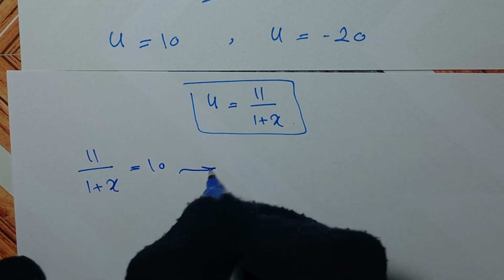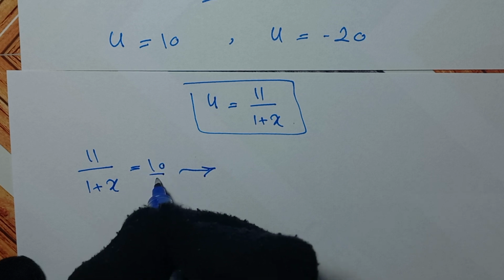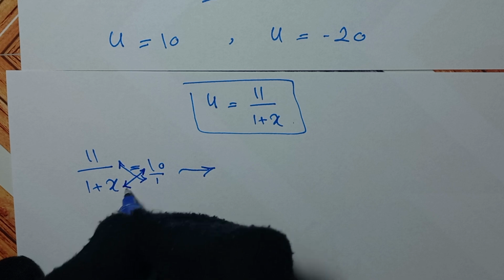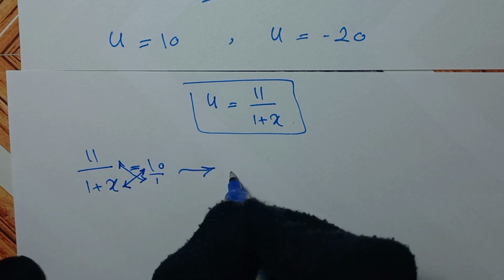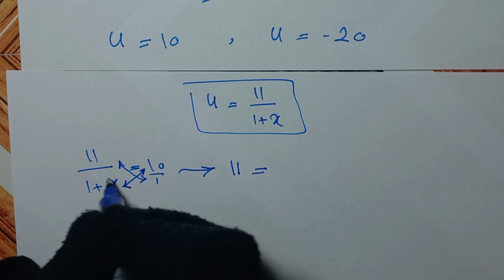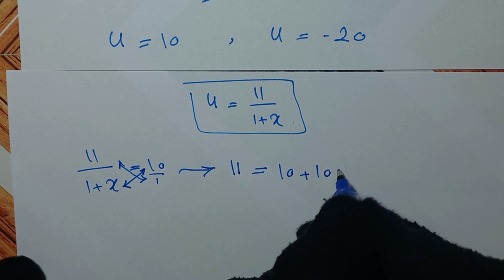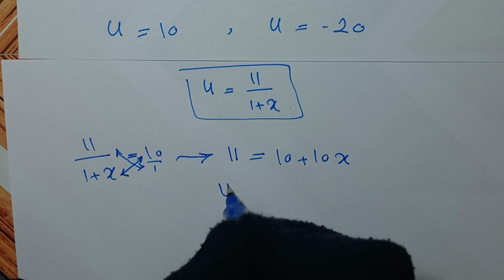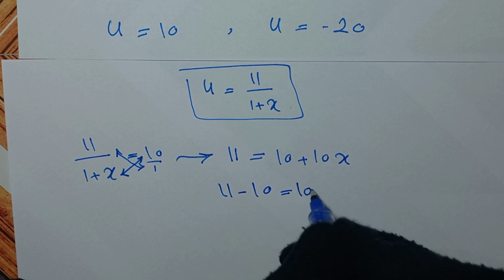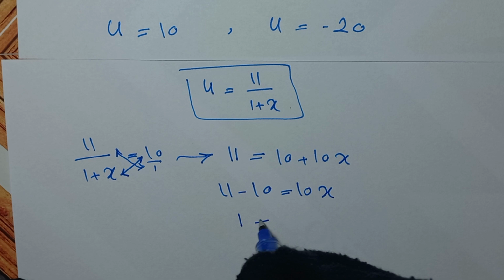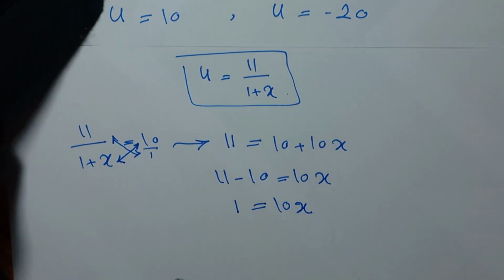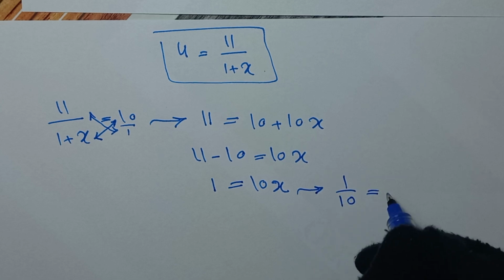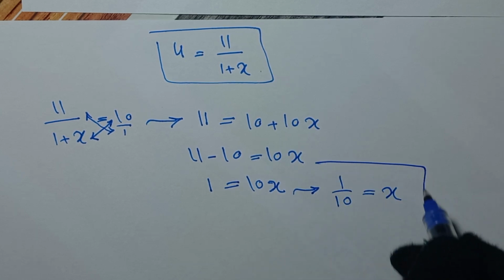Here, 10 is 10 over 1, right? So we apply cross multiplication: 1 times 11 is equal to 10 times (1 plus x), which is 10 plus 10x. We take this 10 to this side, and it will be 11 minus 10 is equal to 10x, so 1 is equal to 10x. We divide both sides by 10, so 1 over 10 is equal to x. So this is our first answer.